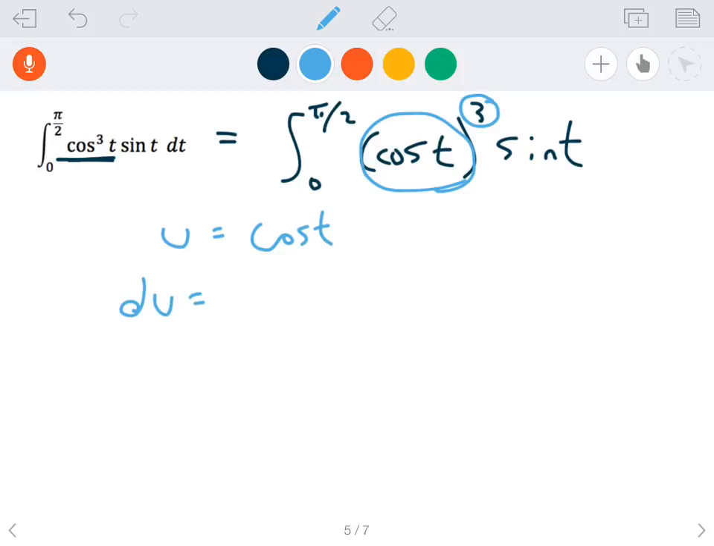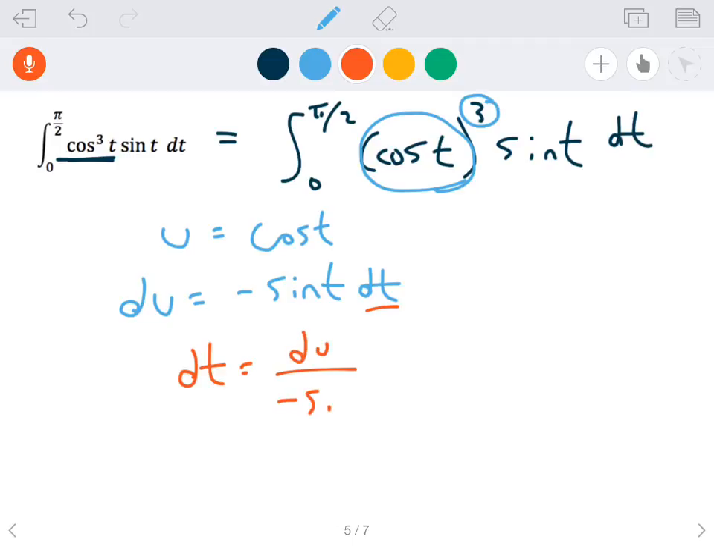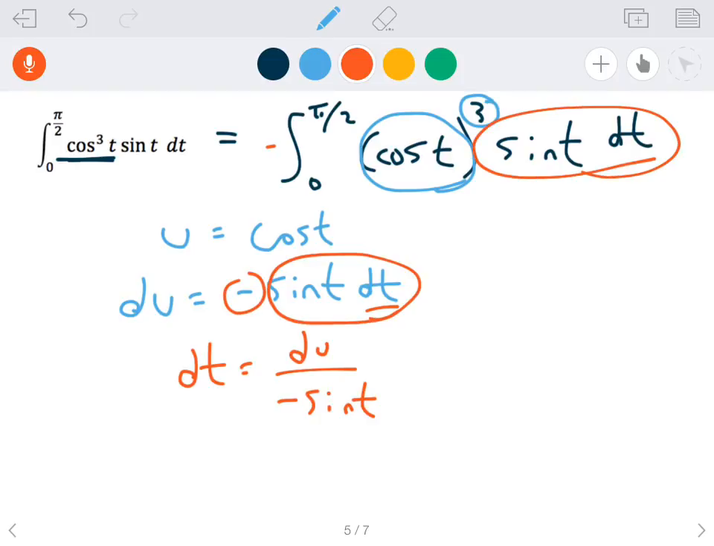Take the derivative. du is negative sine t dt. There's a dt there. Solve for dt. dt is du over negative sine t. You can solve for dt, you don't have to. If you see that this is this and you realize you can just put a negative out front, then go for it. You don't have to do this step of solving for dt.